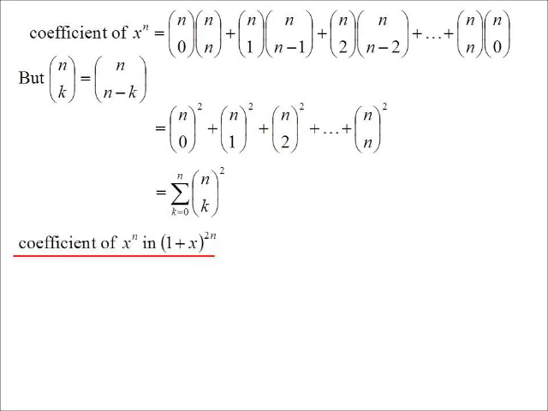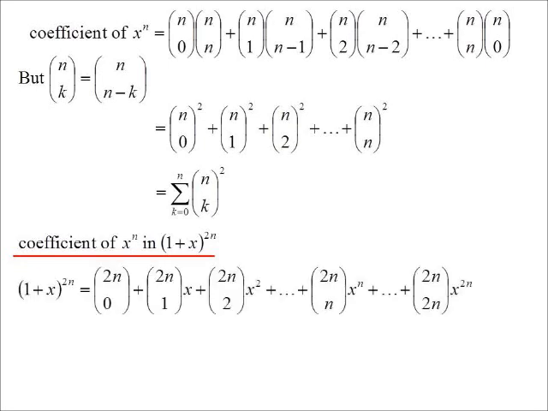So the right-hand side, let's have a look. We're now looking at the coefficient of x to the power of n in 1 plus x to the power of 2n. So that expansion would go 2nC0 plus 2nC1 x, and so on and so on and so on. Somewhere in the middle, there would be a term that says 2nCn x to the n. And it's the only term in the whole expansion that is x to the power of n. So that is the only coefficient on the right-hand side. Well, these coefficients must be equal.